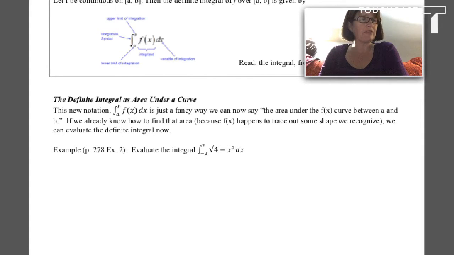Here's our first example of evaluating a definite integral. We've been asked to evaluate the definite integral from -2 to 2 of the square root of 4 minus x squared dx. That means find the area under the curve radical 4 minus x squared between -2 and 2.